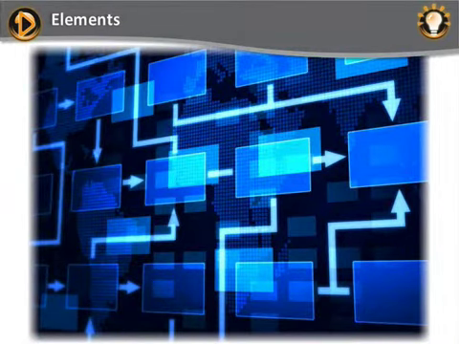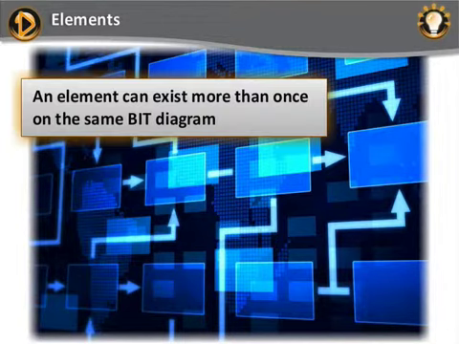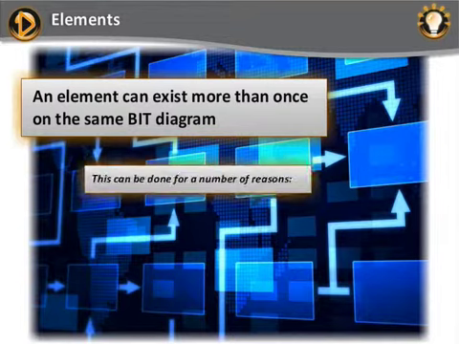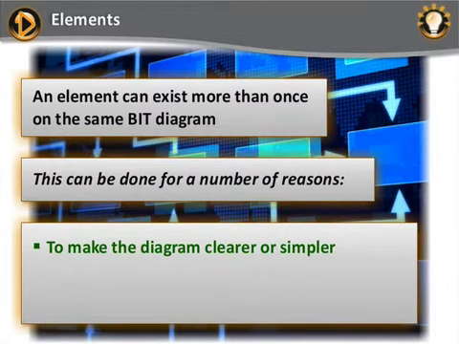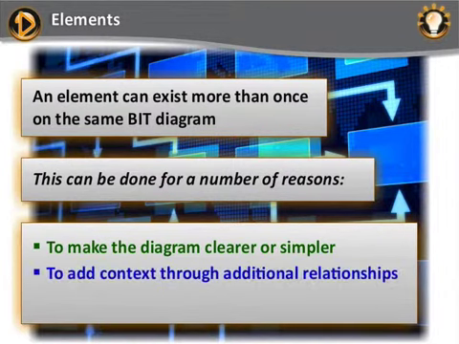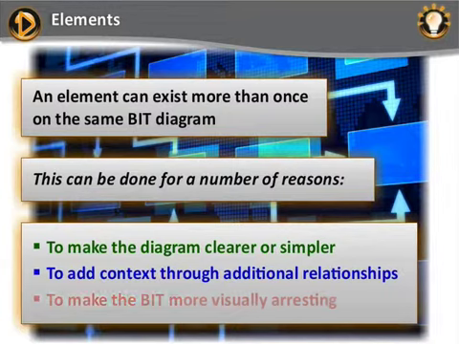One question that is frequently asked is whether an element can exist more than once on the same bit diagram. This is acceptable and is practical for a number of reasons. Firstly, repeating an element can make a bit diagram clearer, perhaps by simplifying connections between elements. Secondly, it can add context to a diagram by establishing additional relationships. Thirdly, this technique might be used to make the bit more visually arresting and underline a point.